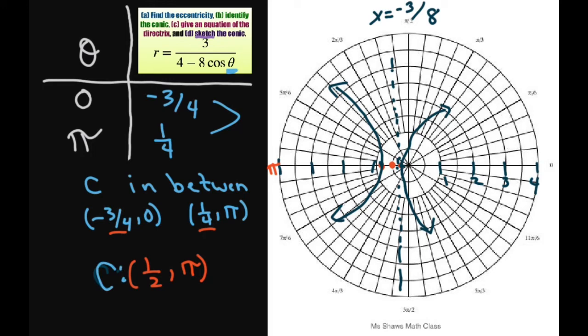Now for the asymptotes, if you want to do those, what you do is you set your denominator to equal 0. So basically you'd get 4 equals 8 cosine of theta. So cosine of theta equals 1/2. So that means cosine of theta is 1/2 at the 60-degree mark. So if you wanted to start from your center and do asymptotes, you're just going out about 60 degrees, or pi divided by 3.